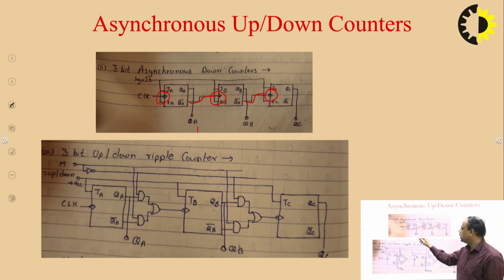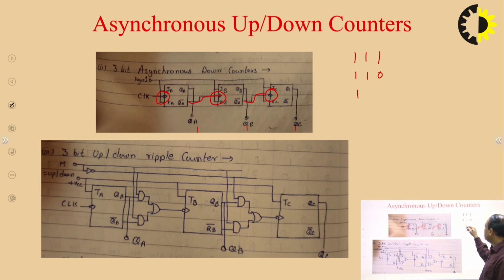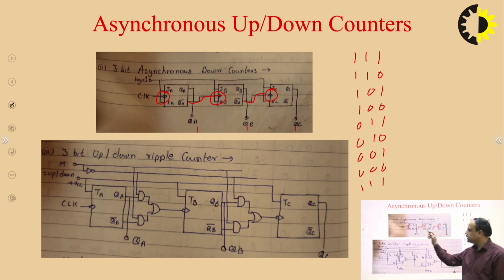So the count starts from 1 1 1 1, then 1 1 1 0, then 1 1 0 1, then 1 1 0 0, then 1 0 1 1, 1 0 1 0, 1 0 0 1 and 1 0 0 0, and then again resets to 1 1 1. So just by changing the output terminal, we can convert from an up counter to a down counter using an asynchronous counter. If we want to drive the counter in both states, up as well as down, we need a mode select circuit.